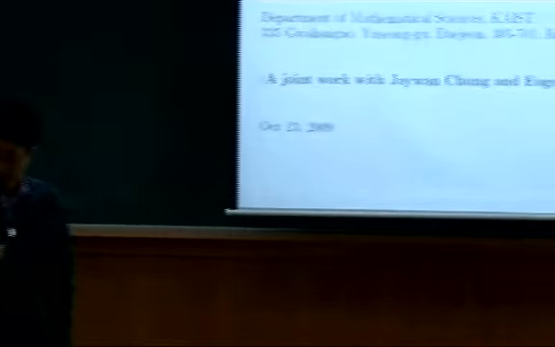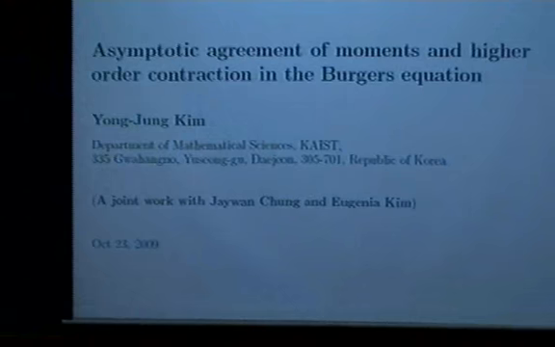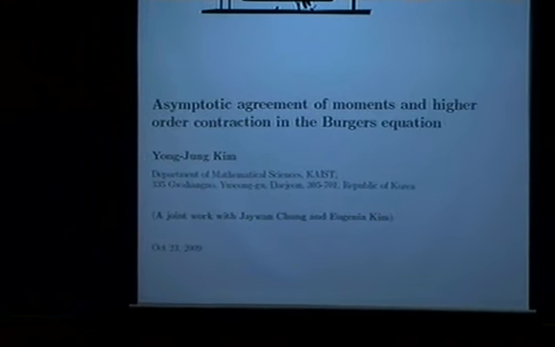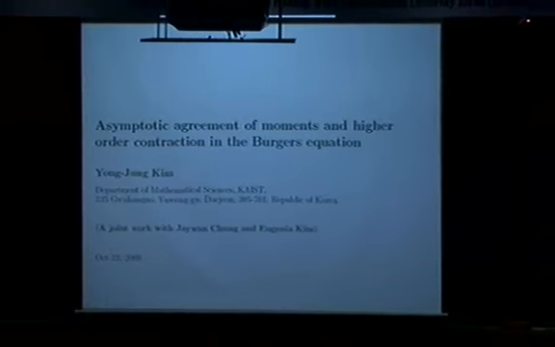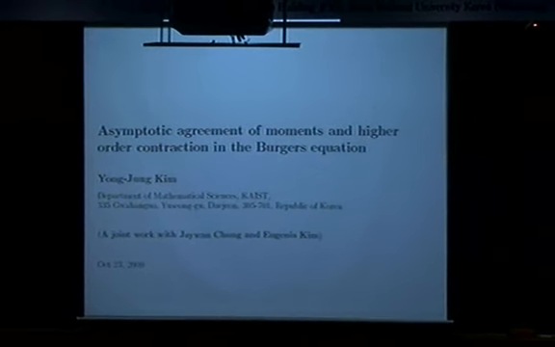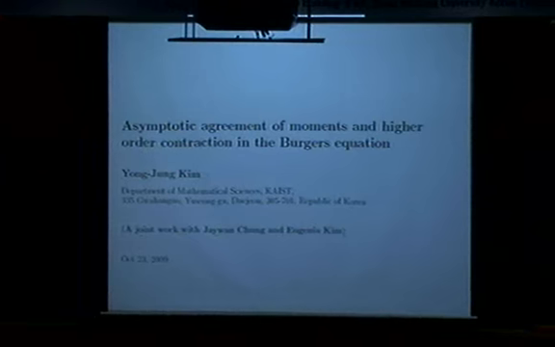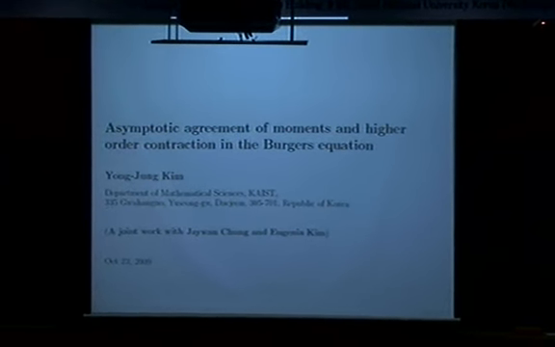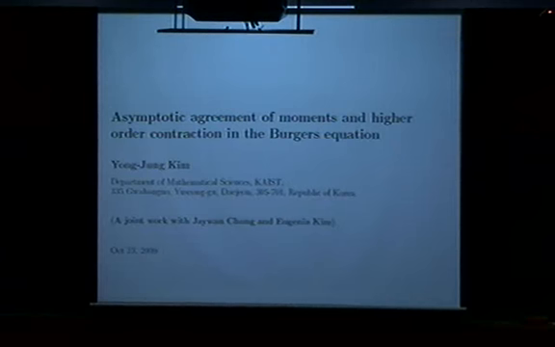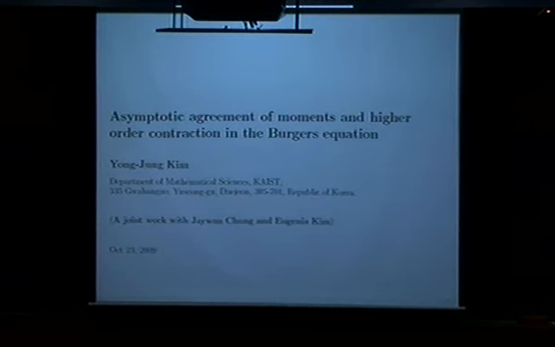Okay, today I brought something very elementary and something very simple. The equation I want to talk about is the Burgers equation, but the focus is the asymptotic agreement of moments, which will give some contraction, higher contraction orders. Here I also consider the asymptotic convergence and moments. Inside there is some asymptotic scale, and we are going to see how they play together and give a higher order contraction order. So that's the story of this talk.